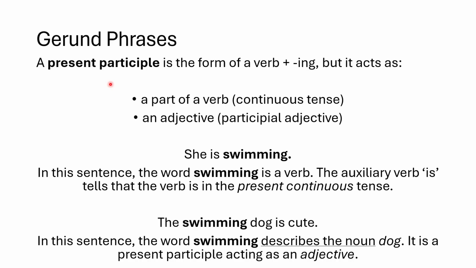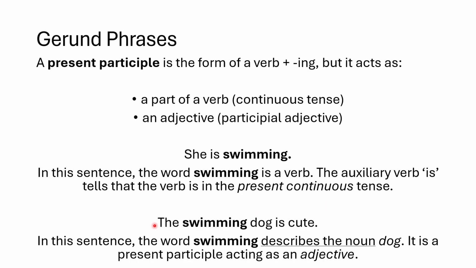A present participle is the form of a verb plus ing, but it acts as a part of a verb in the continuous tense or an adjective, a participial adjective. She is swimming. In this sentence, the word swimming is a verb. The auxiliary verb is tells us that the verb is in the present continuous tense.